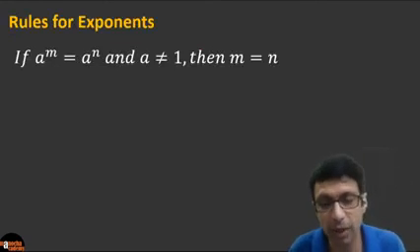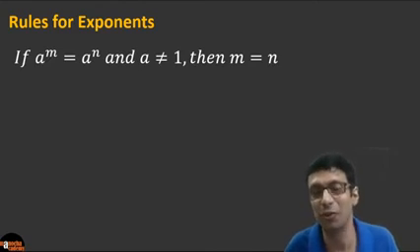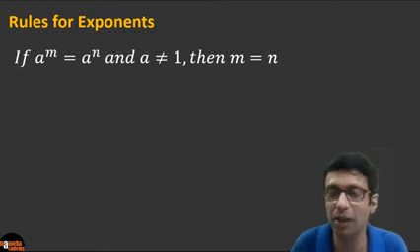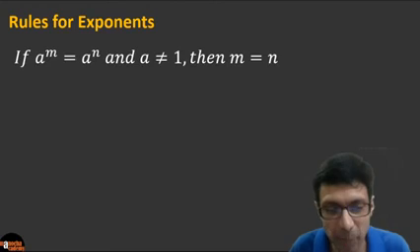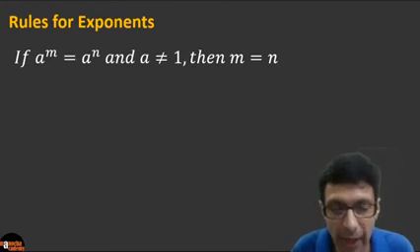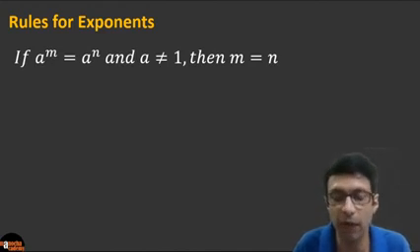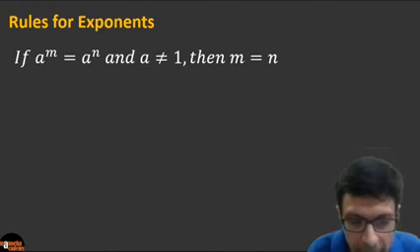So let's talk about some more. There are a lot of laws and rules for exponents, and that's why this chapter sometimes becomes a bit difficult and confusing, but believe me, I'm trying to make it as easy for you. So guys, please pay attention here. Let's take a look. If a to the power m is equal to a to the power n and a is not 1, then we can say m is equal to n, right?